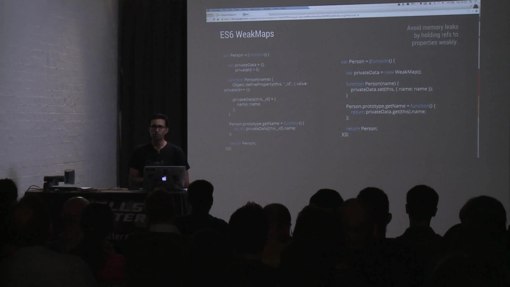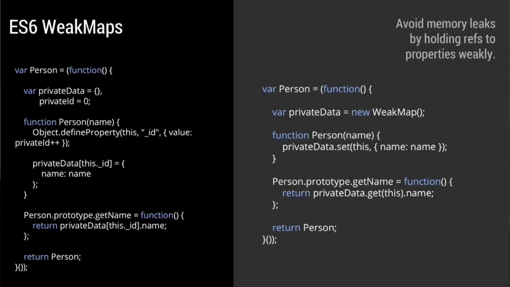I wanted to quickly mention ES6 weak maps. Has anyone here heard of weak maps before or used them? Awesome. Right. So the idea here is that we have basically two ways of defining private member data for a class. So we have two person classes. They're basically doing the same thing.